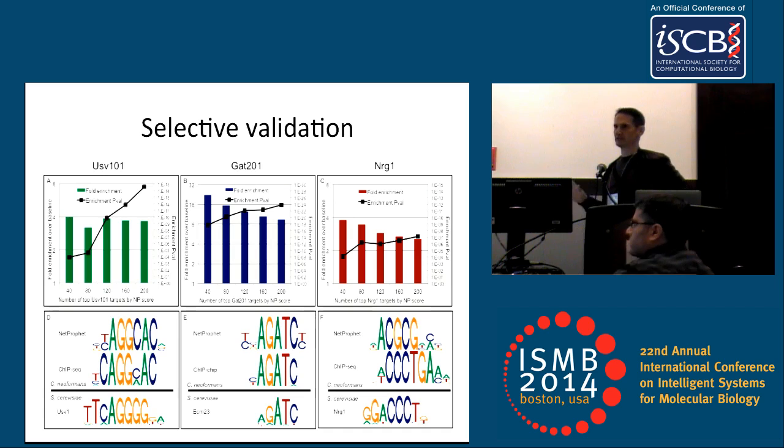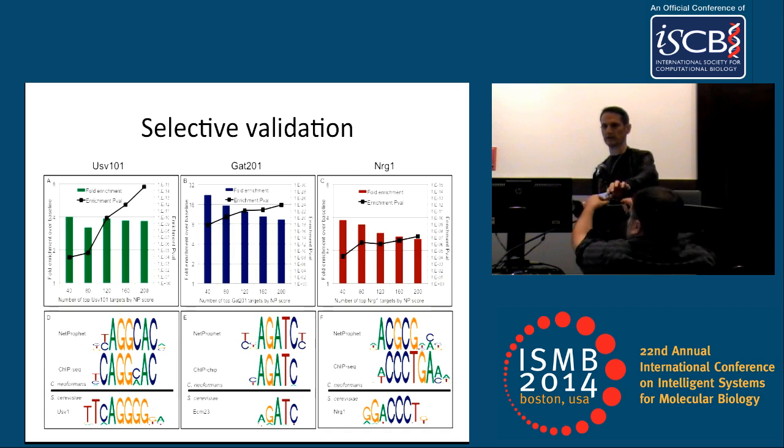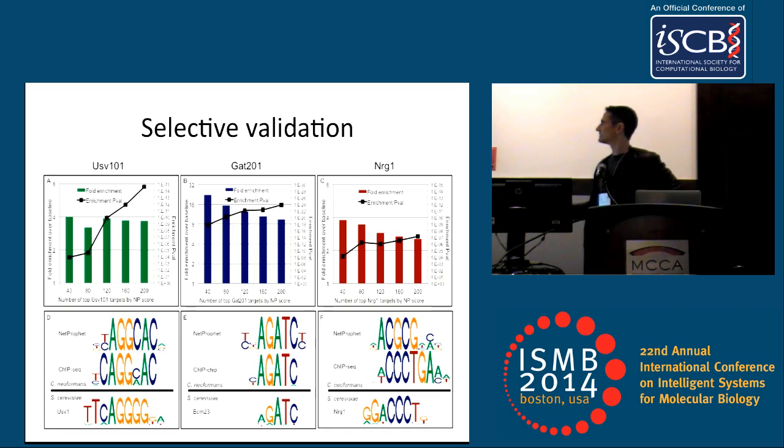That's okay. So the 2 additional factors are USV1 and NRG1. We then took the top 40 net profit predicted targets of each of these transcription factors, and we calculated the enrichment of those 40 for ChIP-positive targets relative to what you would expect from 40 randomly selected genes. We found that the top 40 for USV1 were about 4-fold enriched. The top 40 net profit targets for GAT201 were about 25-fold enriched. And the top 40 for NRG1 were also about 4-fold enriched.